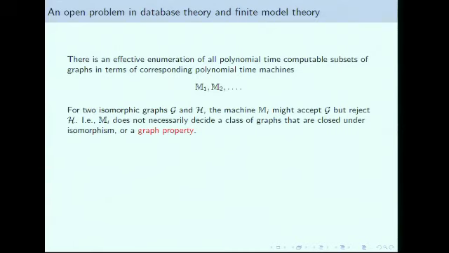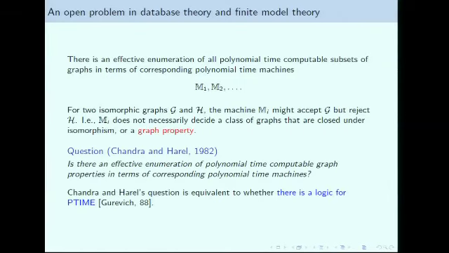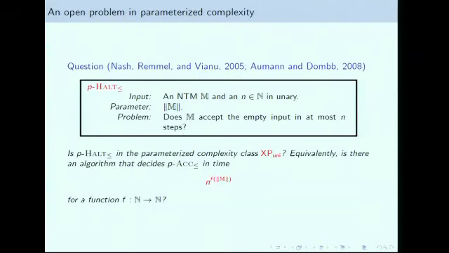So we are interested in whether we can find enumerations of all polynomial time computable graph properties in terms of the corresponding polynomial time Turing machines. This is exactly the formulation by Chandra and Harel in their 1982 paper. But later it was known that this is equivalent to whether there is a logic for P-time, which was formulated by Gurevich in 1988. So this is the problem we have seen in Albert's talk, whether there is a logic for P-time. The fourth problem is a problem from parameterized complexity.